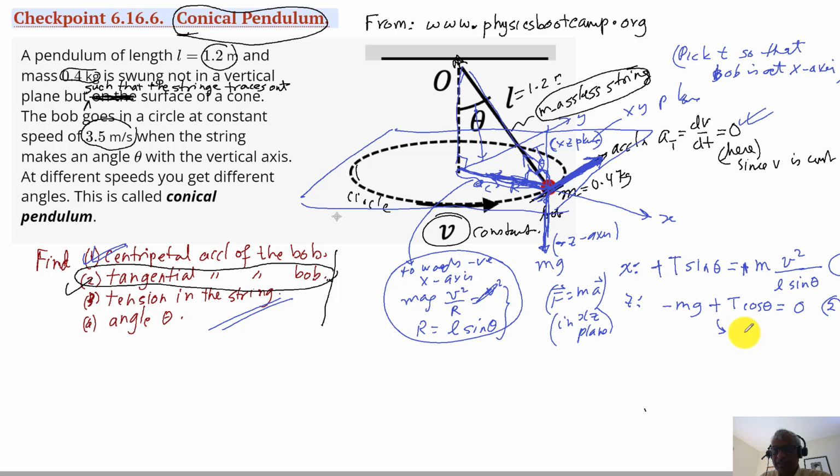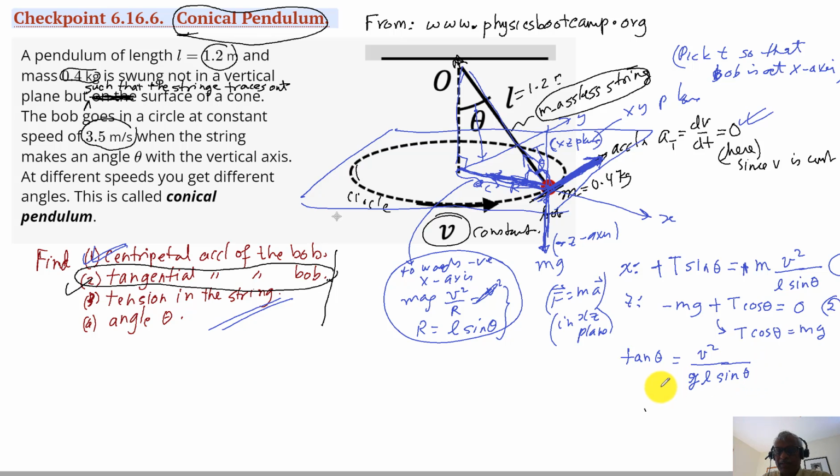So let's see, this one, let's write down T cosine theta equals mg, and take a ratio of these two that kills T, so we get tangent theta. M cancels out, and so you have v square over g L sine theta, and I need to solve this for theta.